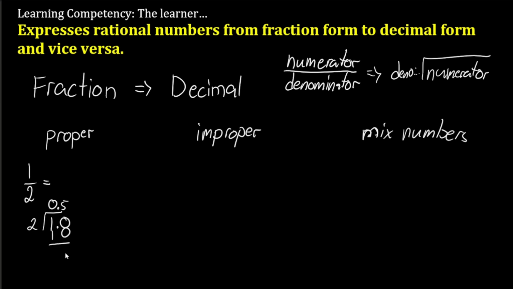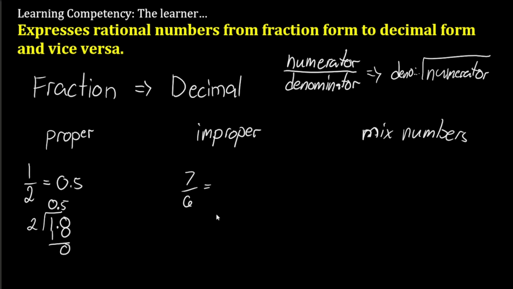10 minus 10 gives us 0. There's no remainder, so the answer is 0.5. So 1/2 in decimal form is just 0.5. Let's look at an improper fraction. Let's take 7/6. And what's that in decimal form?